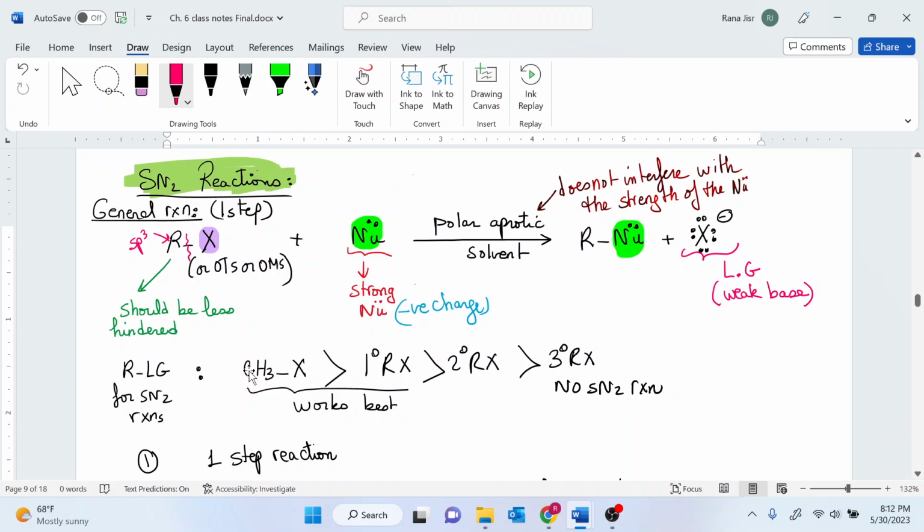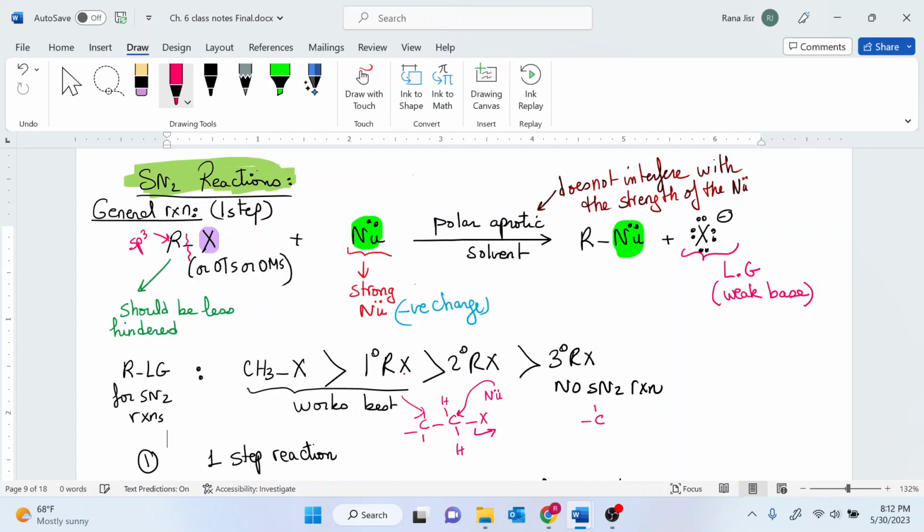So here, the sp3 hybrid carbon has hydrogens around it. This works the best. The primary alkyl halide, on the other hand, has one carbon and then two hydrogens in there, and then your halogen. So still the nucleophile can easily access this carbon and break the sigma bond.